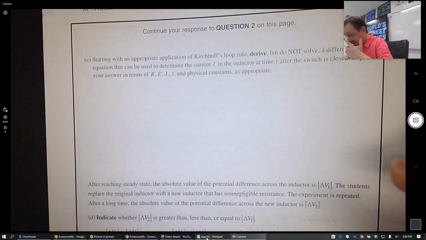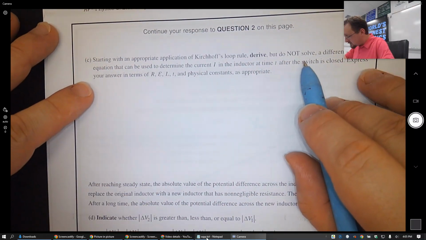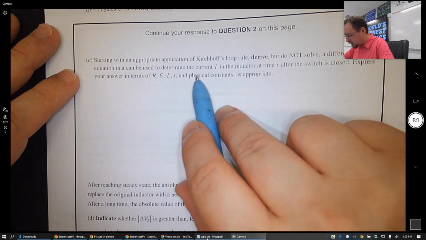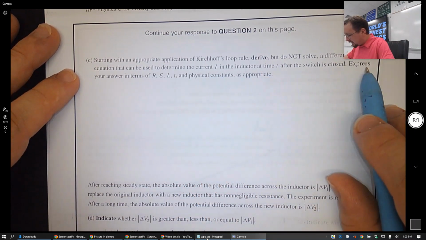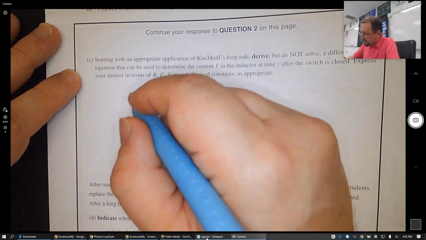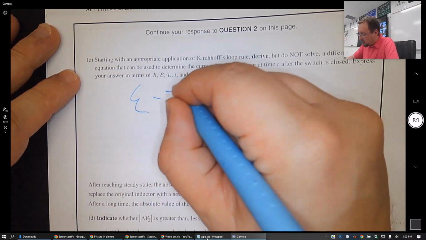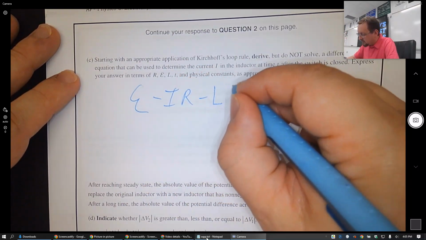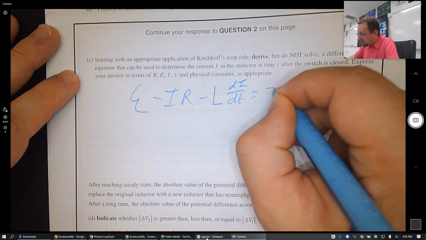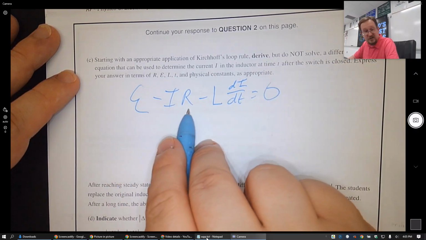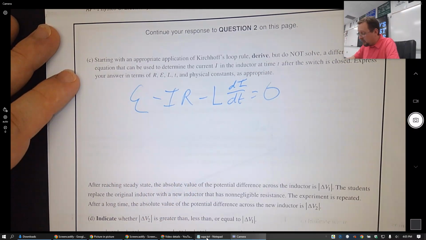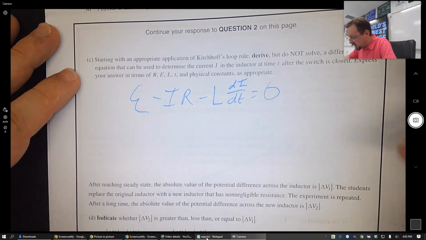All right. Starting with an appropriate application of Kirchhoff's loop rule, derive but do not solve a differential equation that can be used to determine the current I in the inductor as a function of time t. Okay, so in the circuit, you've got a battery, a resistor, and an inductor. So you're going to have a voltage up for the battery, a voltage down for the resistor, and a down voltage for the inductor. And that's it. That's a differential equation right there.